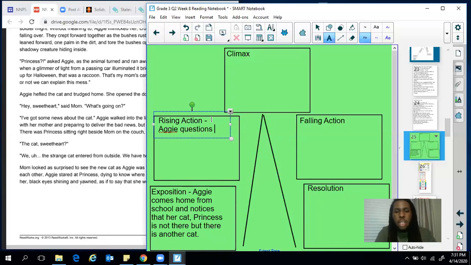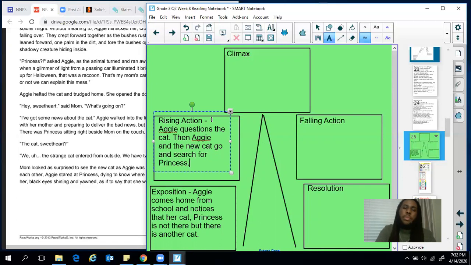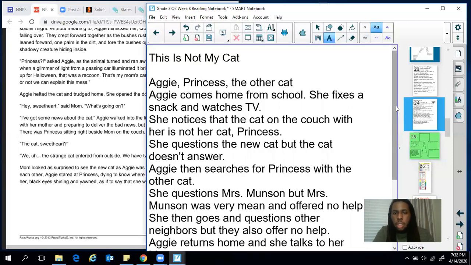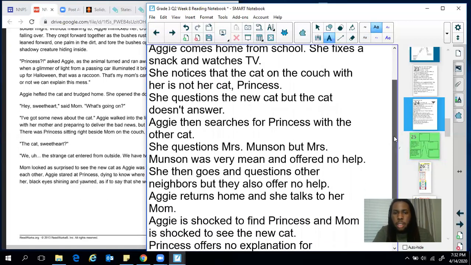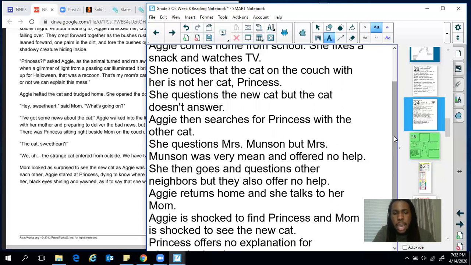Aggie questions the cat, but the cat doesn't answer. I'll just leave that. Aggie questions the cat. Then Aggie and the new cat go and search for Princess. So let me go back to my notes. They go to search for Princess. Mr. Wheeler is finishing up his rising action.